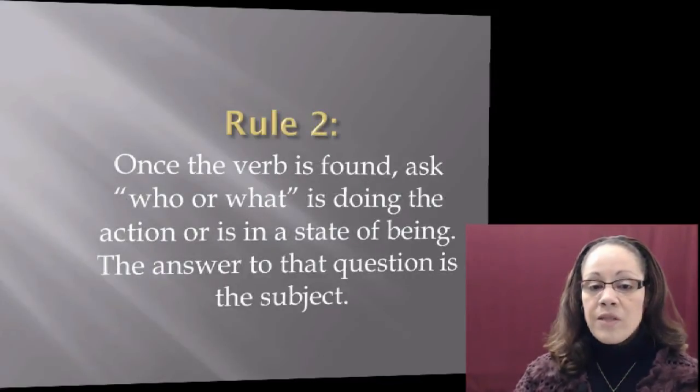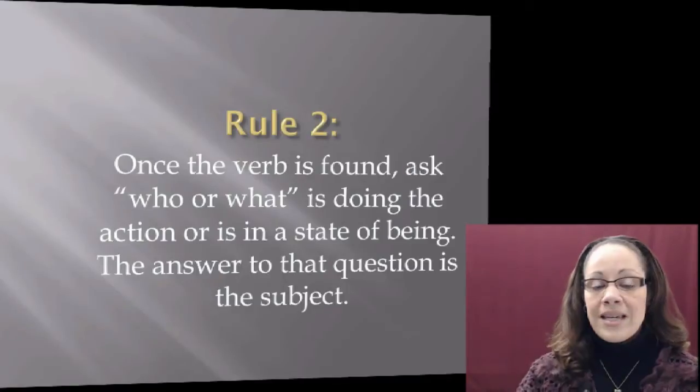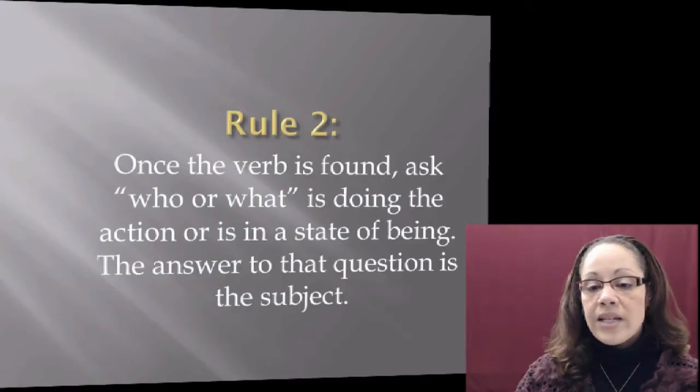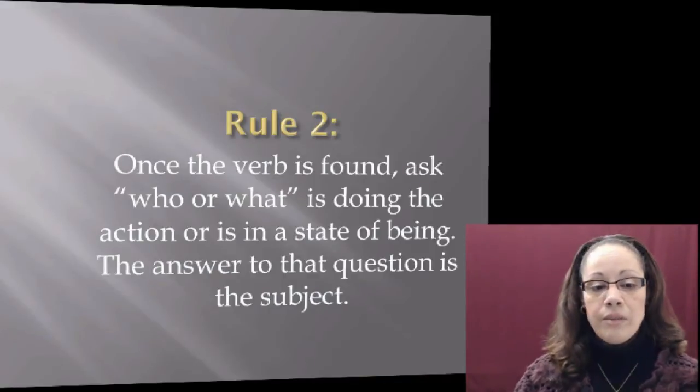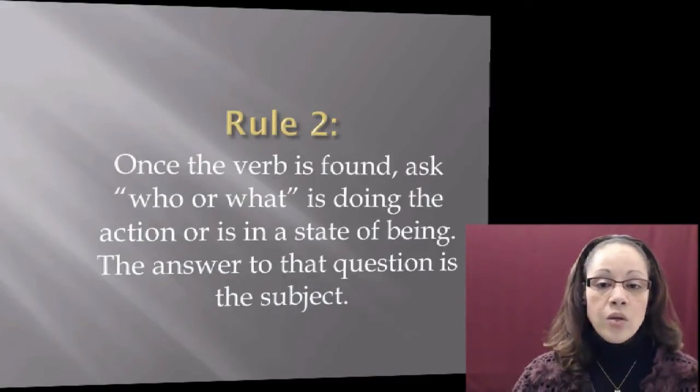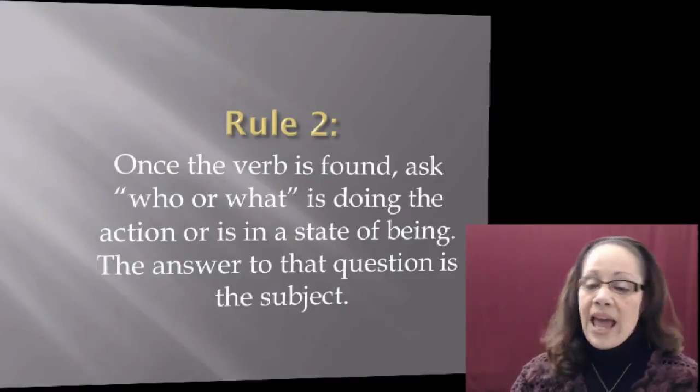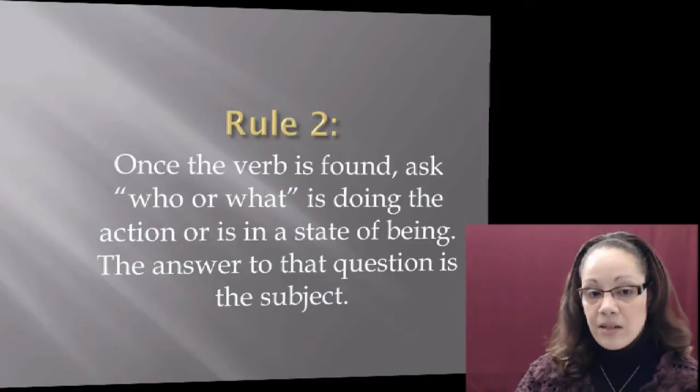Once the verb is found, rule number two is to ask who or what is doing the action, or is in that state of being if the verb is a linking verb. The answer to that question, who or what is doing the action or is in the state of being, is the subject of the sentence.